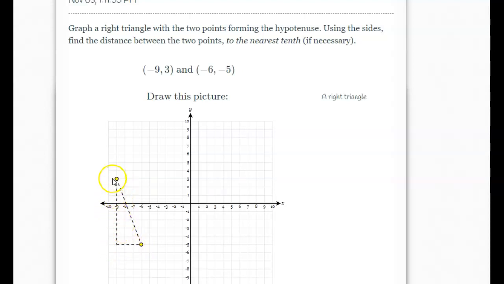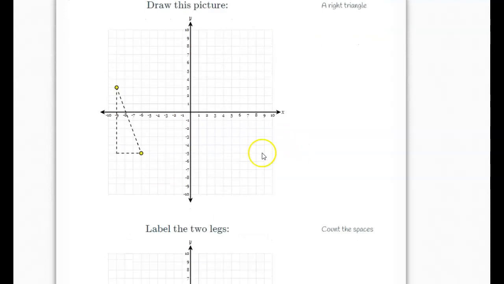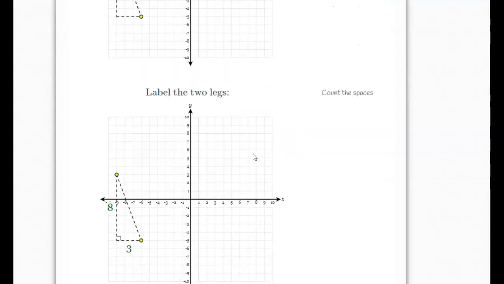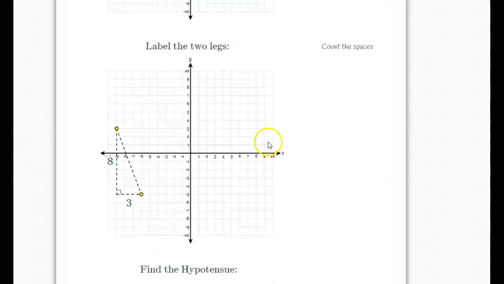or B and A, but what is not interchangeable is C, right? This has to be the hypotenuse, and I recognize the hypotenuse. I do know that it's the longest side, but not because it looks like it, but because it is the side that is across from this right angle here. So on Delta Math, after I draw my right triangle, then I will be able to label the two legs.